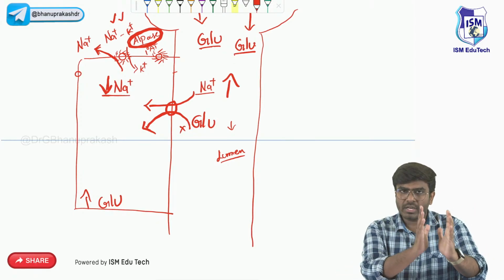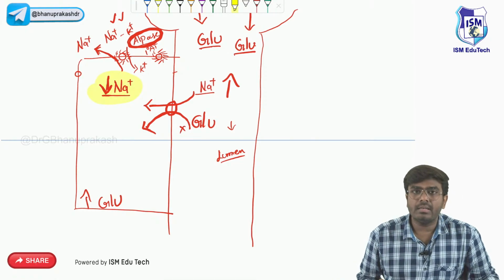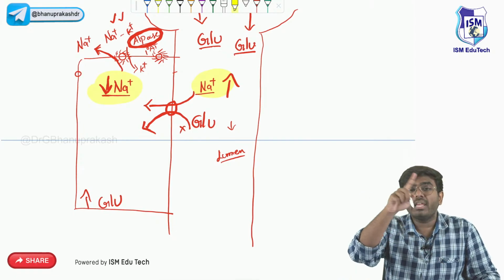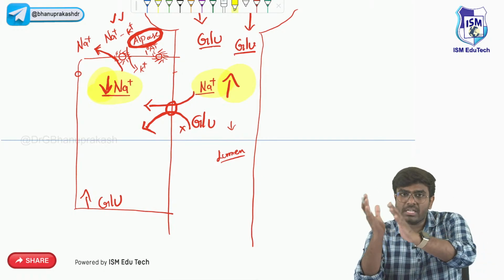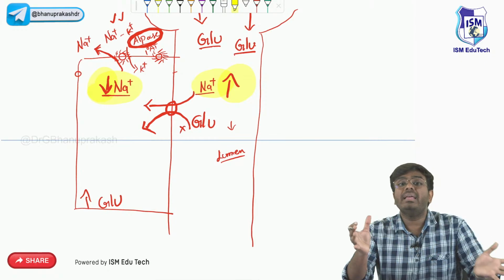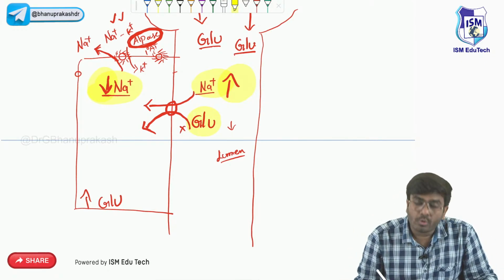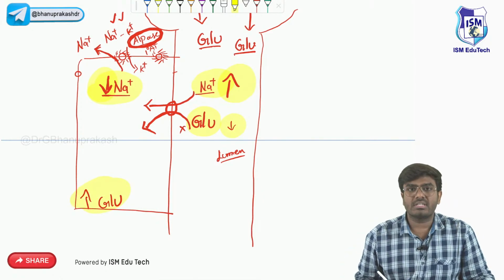Very simple. Sodium potassium ATPases decrease the sodium concentration inside the cell. So sodium will move from the lumen into the cell, from high concentration to low concentration. When something is moving from high concentration to low concentration, energy will be released. By using that energy, even glucose molecules are moving from low concentration to high concentration.